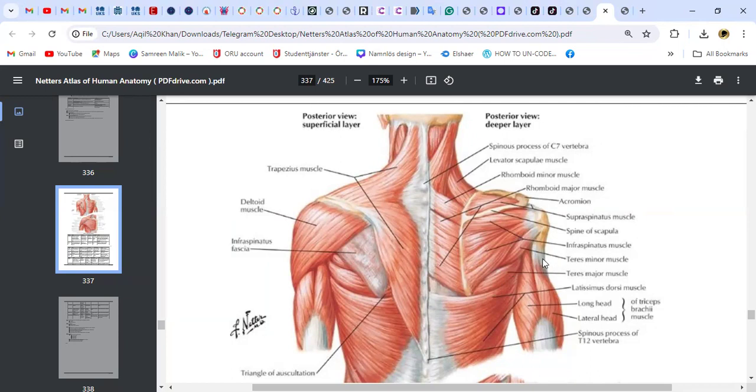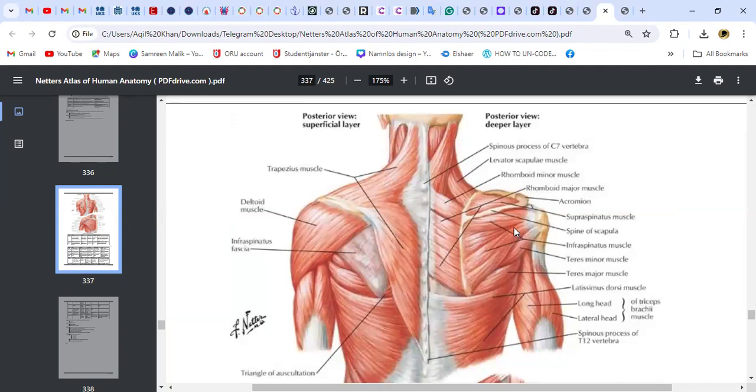Basically, teres minor is here, and most of it is covered by the deltoid muscle. Here you could see the deltoid has been removed on this side, whereas here you could see the deltoid, and that kind of covers the teres minor muscle. So you could see the teres minor takes its origin from the upper 2/3 of the posterior surface of the lateral border of the scapula.